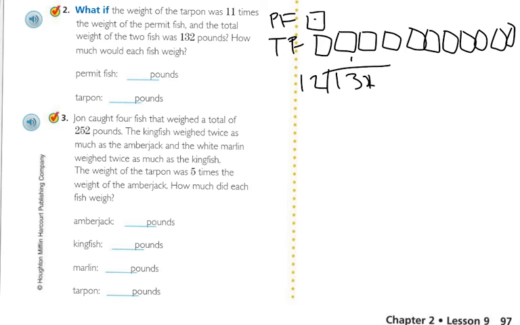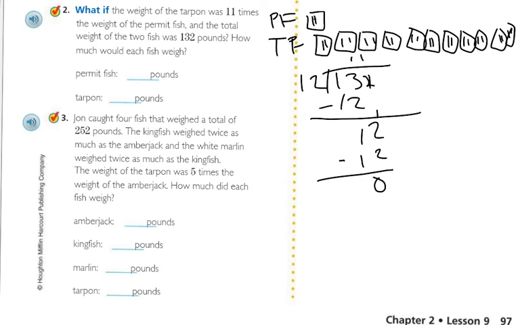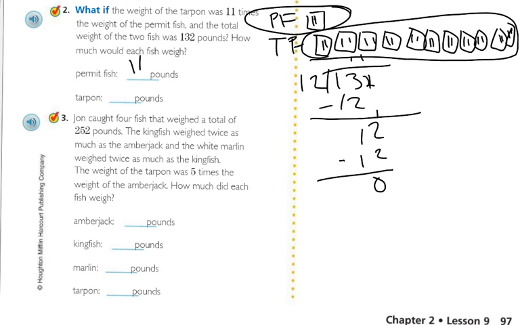12 goes into 13 one time. I'm going to put my 12 there. I'm going to subtract. I get 1 left over. I bring down my 2. And I've got 12 going into 12 one time, which is 12. Subtract, I get 0. So each of the boxes is now worth 11. So that means the permit fish is 11 pounds. And the tarpon fish is 11 times the 11 boxes. And 11 times 11, we have 1 and 1. Put my 0, 1 and 1, so I get 121 pounds.